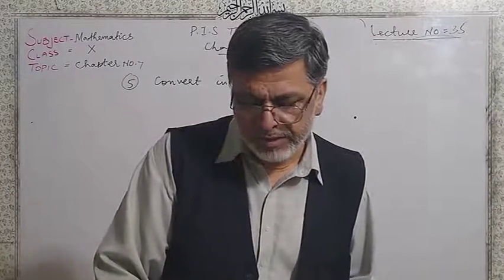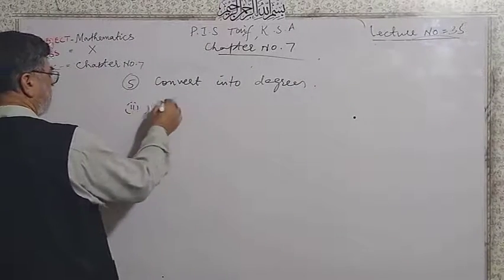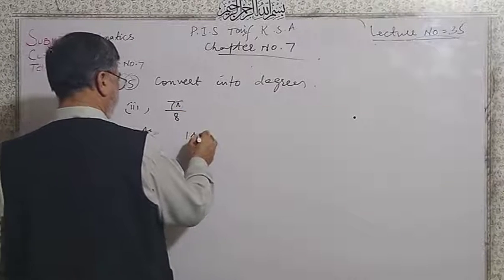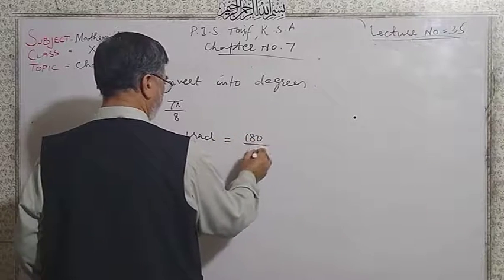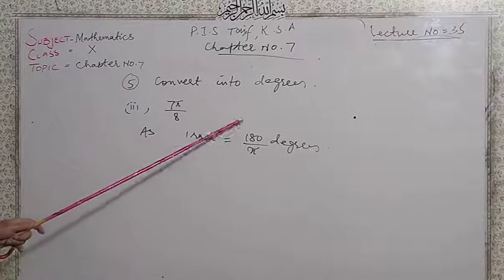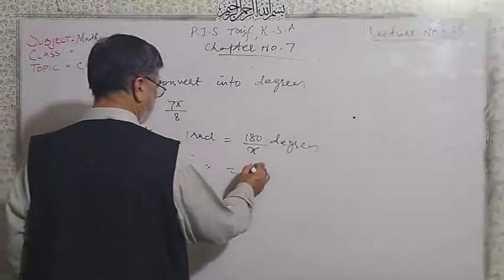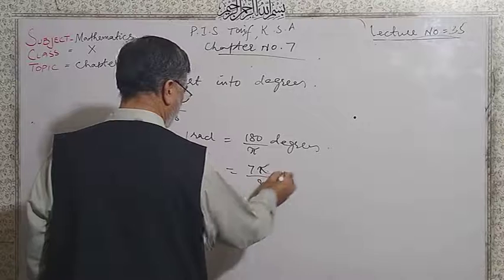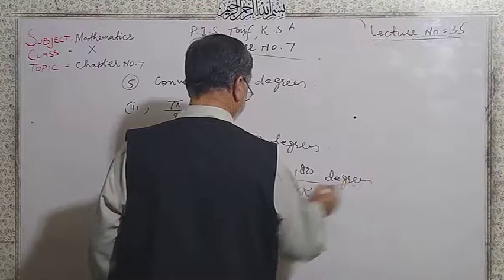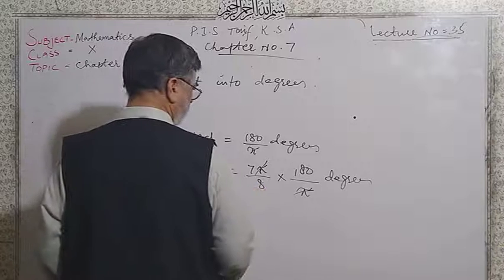We are given part number 3, 7 pi over 8. As 1 radian is equal to 180 over pi degrees, so multiply 7 pi over 8 by 180 over pi degrees. So pi cancels out.